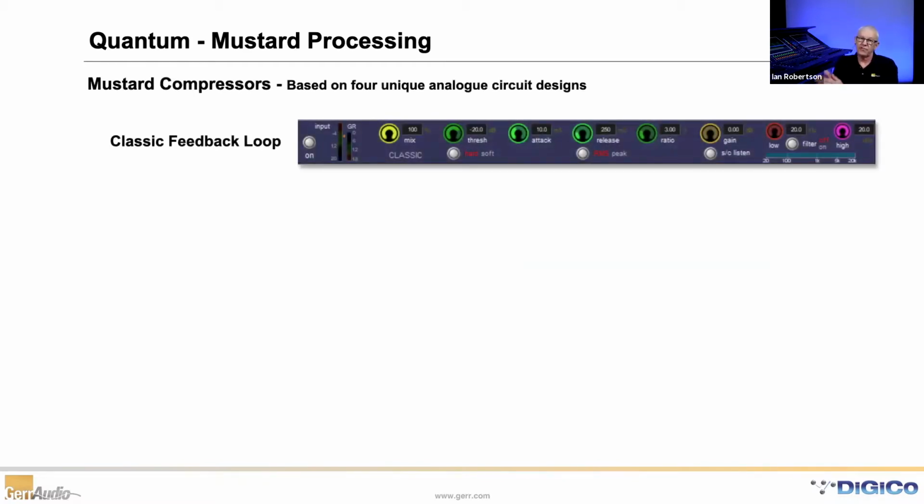The next part of Mustard is compressors. So there's 4 compressors. They're all based on some of the unique classic analog circuit designs. The first one is called Classic, and it's basically derived from the early compressors that just use a straight feedback loop, a tube compressor with a feedback loop to alter the gain stage through the tubes. So that's the original. I think actually the first compressor that was actually developed was like that.